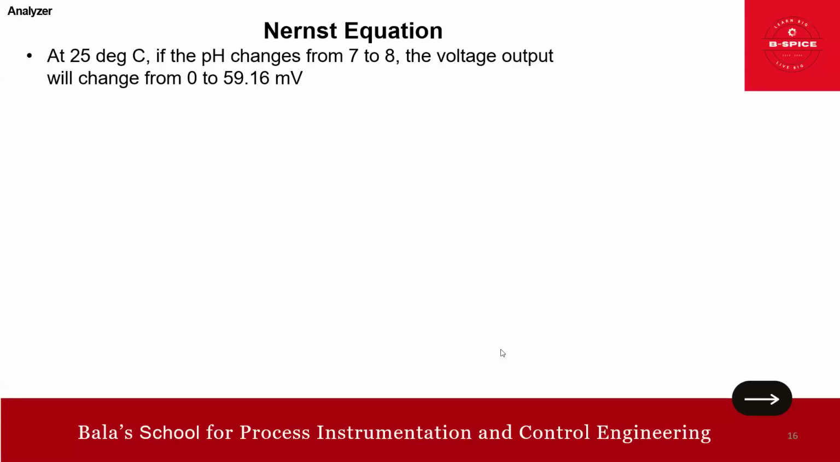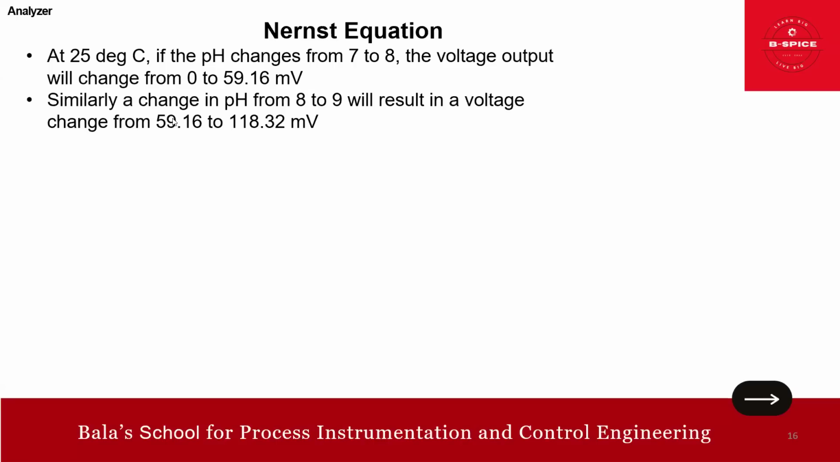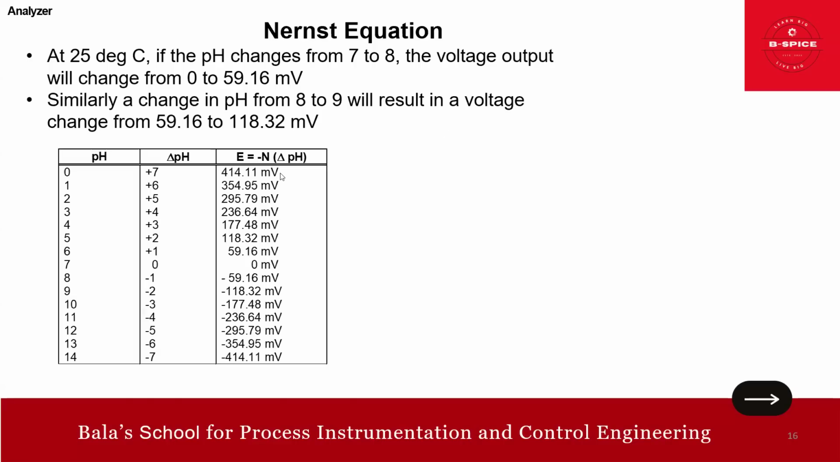Okay. At 25 degrees, this is very important and practical. At 25 degrees centigrade, if pH changes from 7 to 8, the voltage output will change from 0 to 59.16 millivolts. Similarly, a change in pH from 8 to 9 will result in a voltage change from 59.16 to 118.32 millivolts. So this is the table. This is the pH, this is the delta pH, and this is the Nernst equation. You can see here 0.